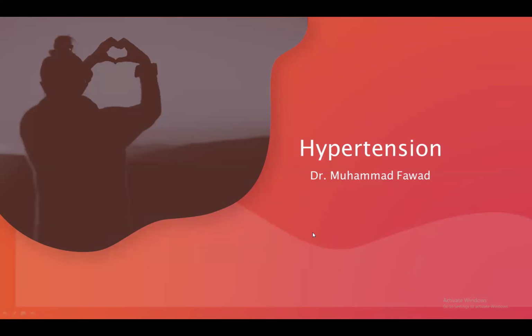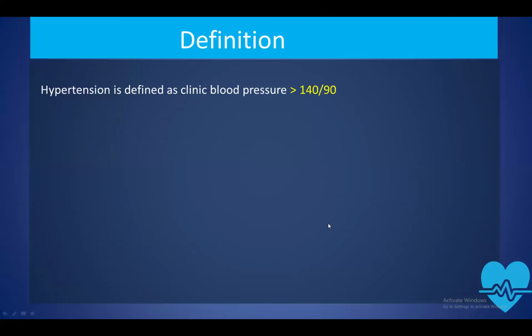Hypertension is one of the most frequently tested topics in exams. It is defined as clinic blood pressure more than 140 by 90. If any one of these values is above normal, then it will be called hypertension.